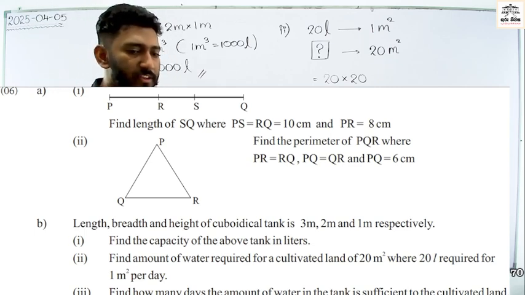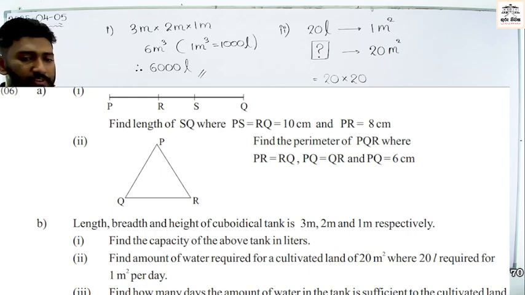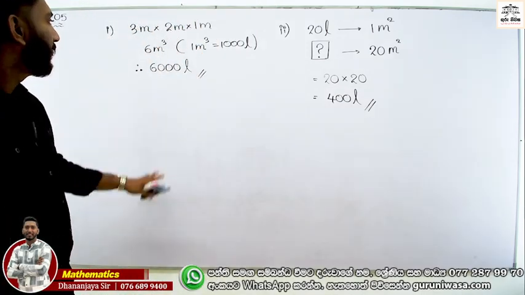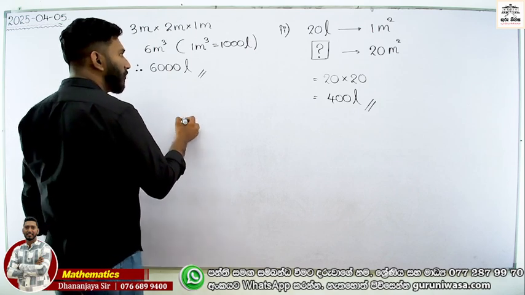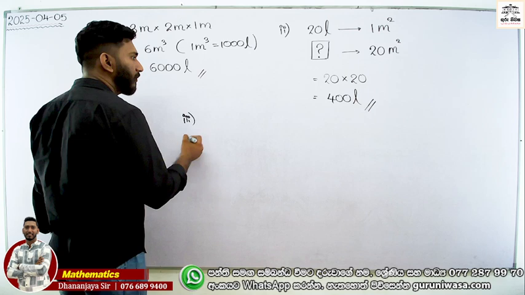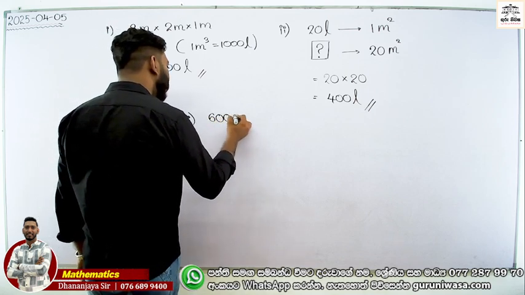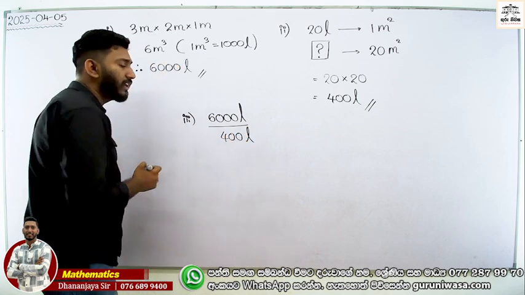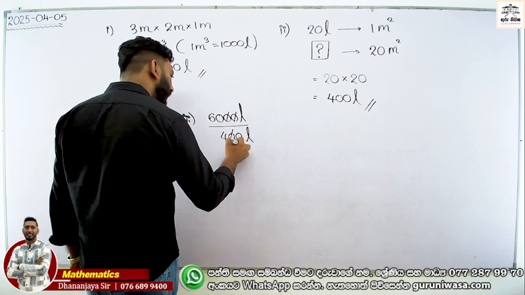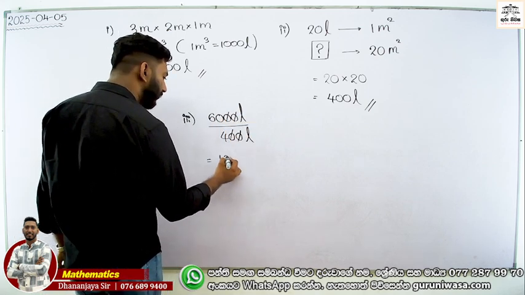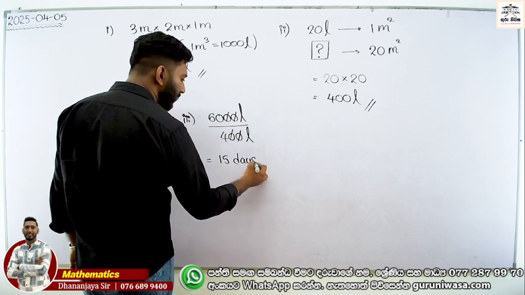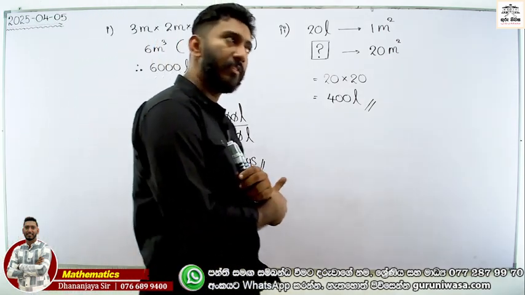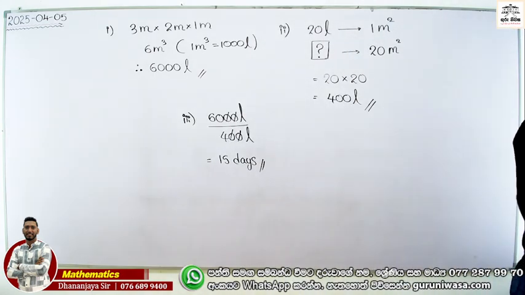Find how many days the amount of water in the tank is sufficient for the cultivated land. Now we know 400 liters are needed per day. There are 6,000 liters. For how many days is it sufficient? 6,000 liters is the capacity of the tank, and per day we need 400 liters. 60 divided by 4 becomes 15 days sufficient. 15 days sufficient for the land.